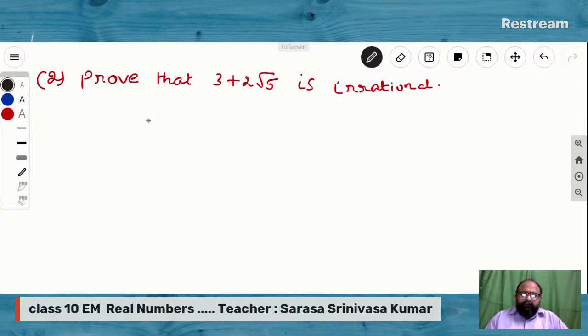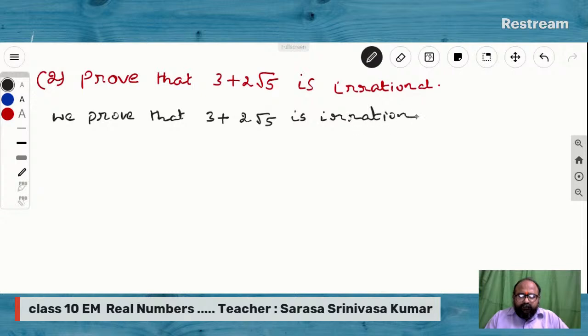We prove this result by contradiction method. So, we write it. We prove that 3 plus 2 square root of 5 is irrational by contradiction method.